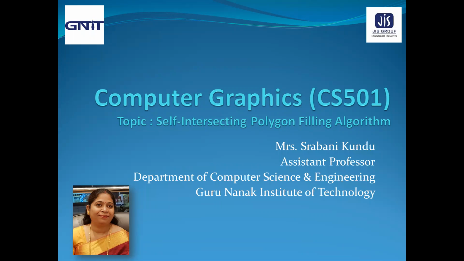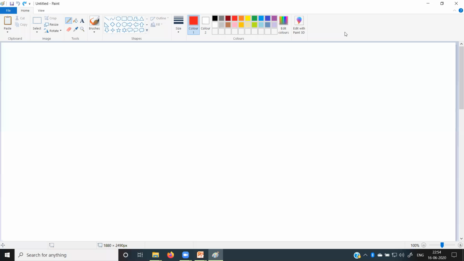Today I will discuss the self-intersecting polygon filling algorithm. In my previous class, I discussed the scanline polygon filling algorithm. In the case of the scanline polygon filling algorithm, we can fill only those polygons which have no intersecting edges. That means only regular polygons like rectangle, hexagon, triangle, pentagon, something like that. Those polygons can be filled using the scanline polygon filling algorithm.